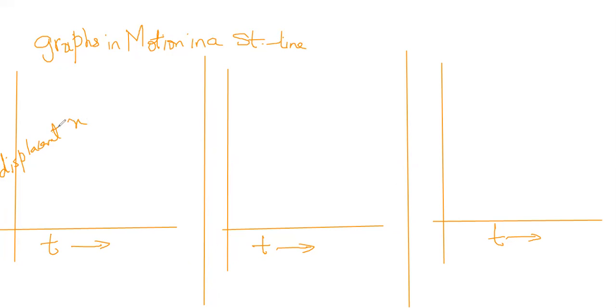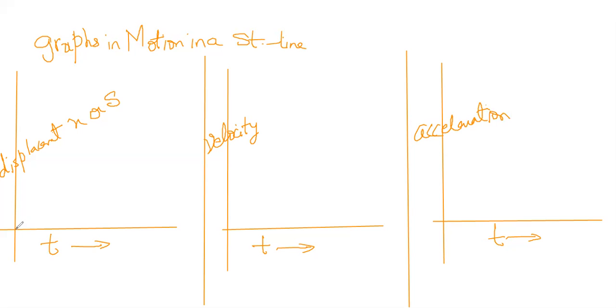On the y-axis we could have displacement x. Displacement is represented either by x or in some graphs s. On the y-axis we could have velocity. Now you don't get confused, velocity and speed. It's velocity only, not speed. Velocity. And on the y-axis we could have acceleration. These are the three types of graphs we started yesterday.